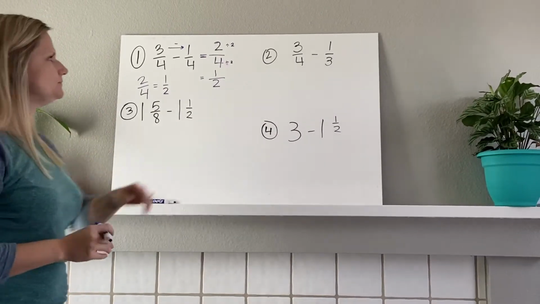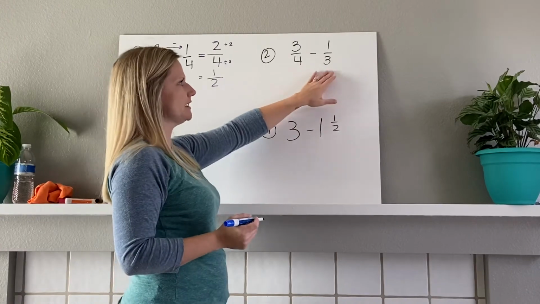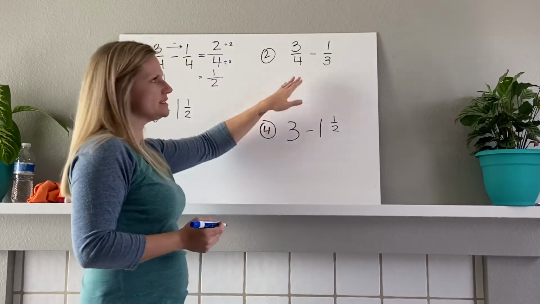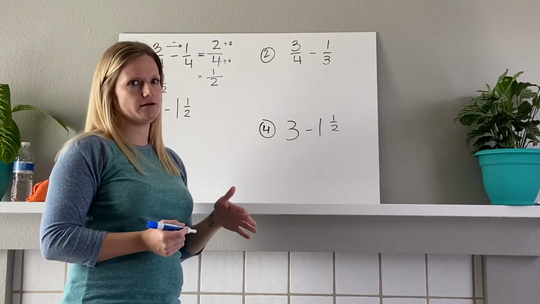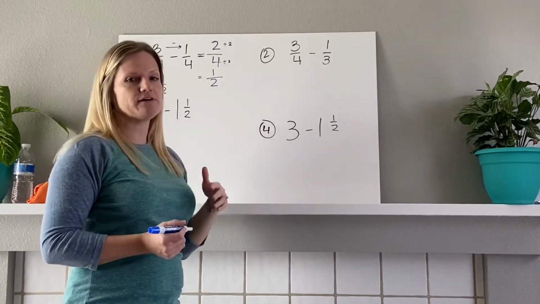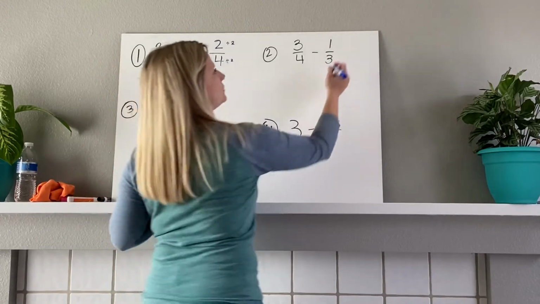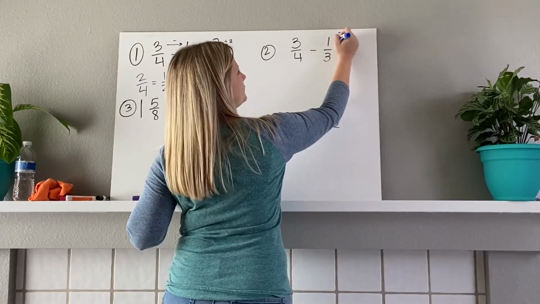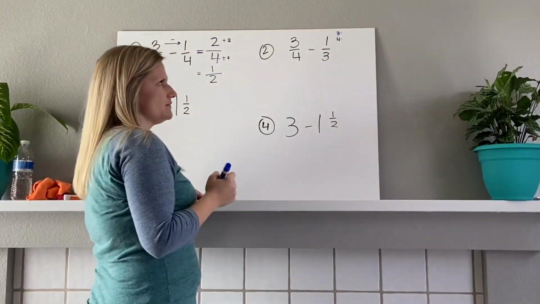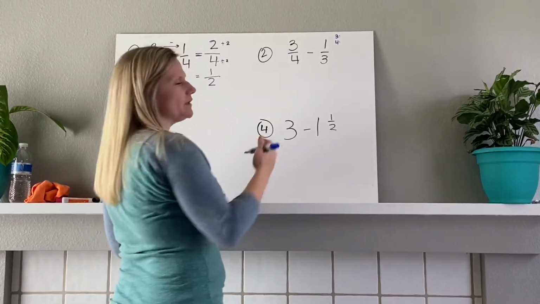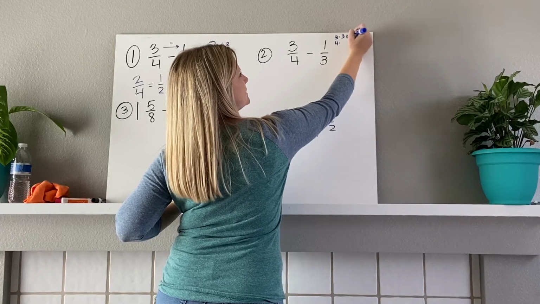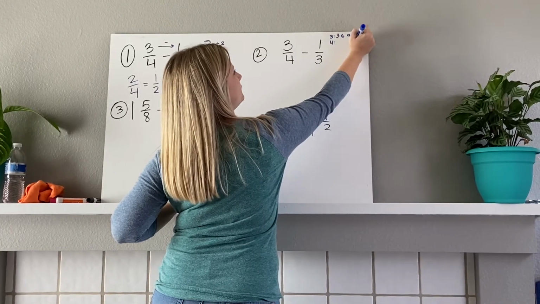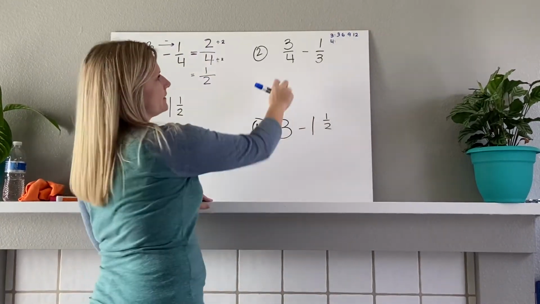All right, example 2, we're going to do 3/4 minus 1/3. So just like with addition, when we have unlike denominators, we have to find a common denominator. And we're going to do that by listing the multiples of both 3 and 4. So over here, we're going to list the multiples of 3, and then we'll also list the multiples of 4. So we're going to rote count by 3s. So we're going to start with 3, 6, 9, 12. We can go ahead and stop there, and then we'll do the 4s.